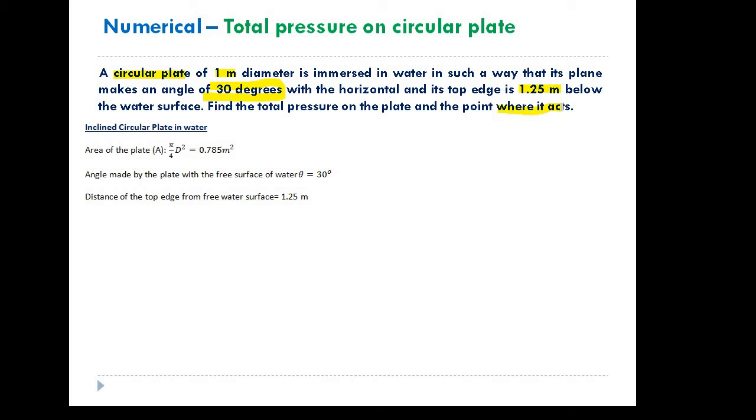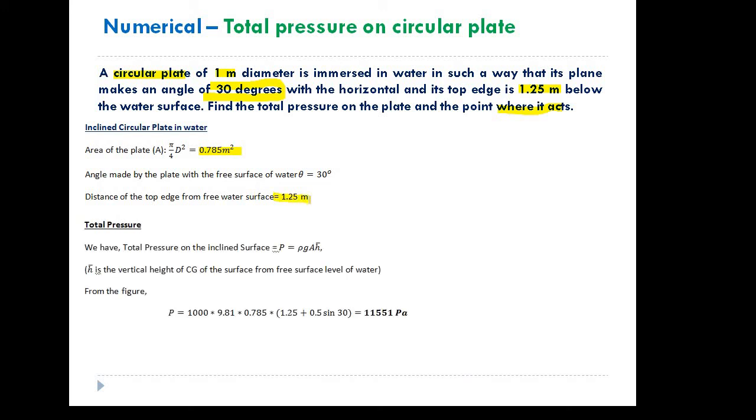So we skip the sketching of the arrangement, and A is pi by 4 d square, that is 0.785 meter square, since it is a circular plate. Theta is 30. Distance of the top edge from the free surface is 1.25. And what is the formula for total pressure in case of an inclined surface? Rho g A h bar. Okay, so it is water, and all the values are known.